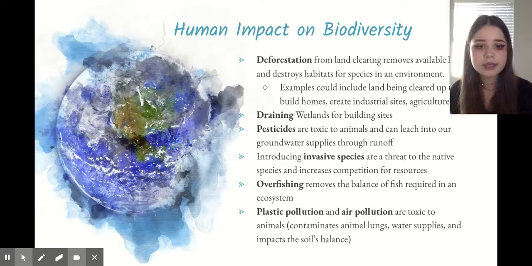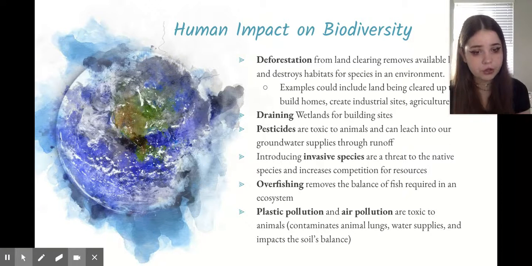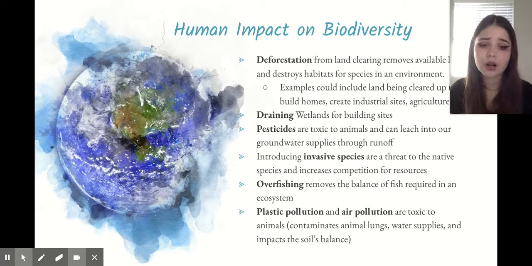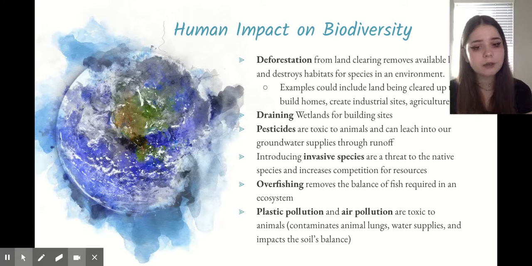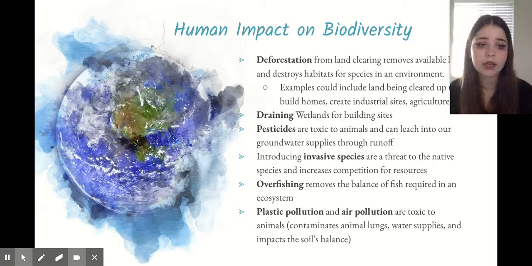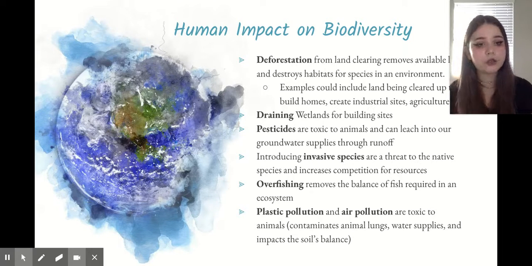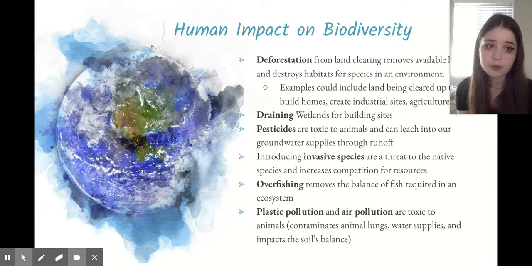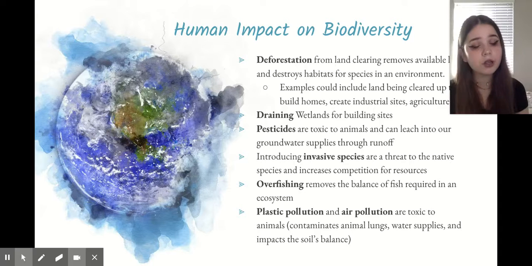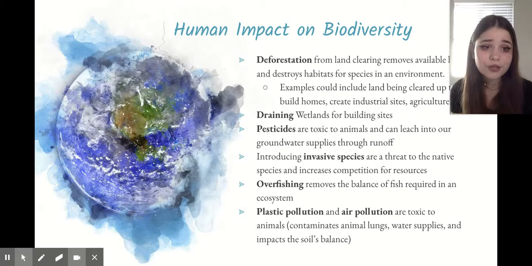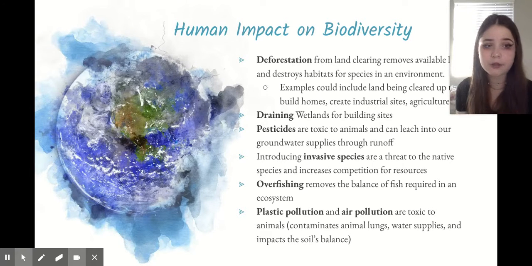Then this leads us to plastic pollution and air pollution, which are so toxic to animals. Air pollution can contaminate our lungs and our water supplies, and it impacts the soil's balance. The soil needs specific nutrients in it, and if we put toxins in it, it's not going to be as healthy. And plastic is a really big deal. When people litter and plastics get into the ocean, sea animals think that plastics are food. So they're going to eat that plastic, which is really toxic.